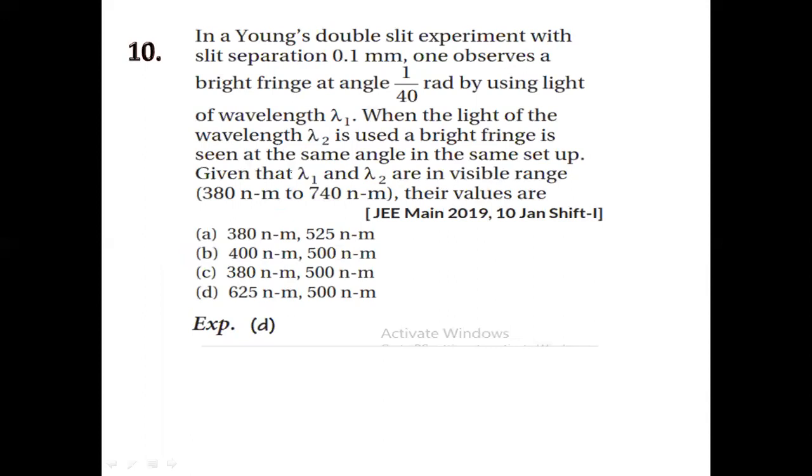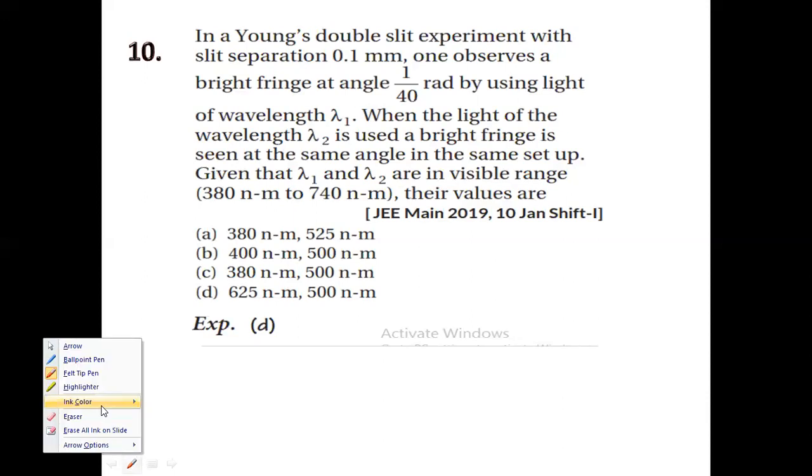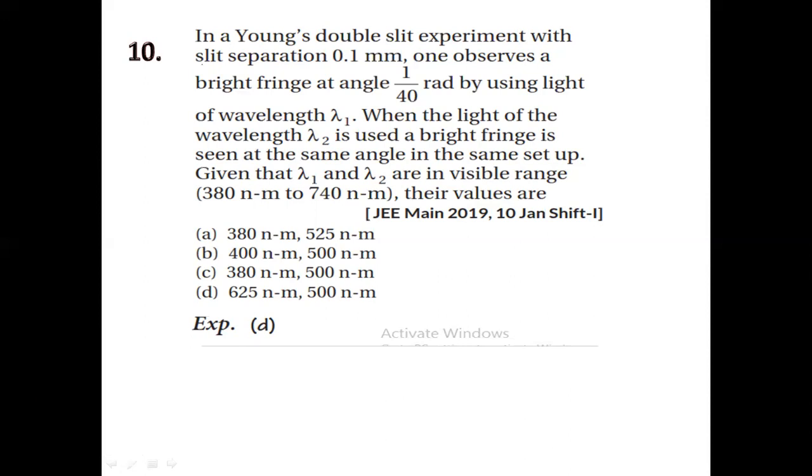Okay, fine. See the next question. In a Young's double slit experiment, with a slit separation of 0.1 millimeter. What does that mean? It is the distance between both the slits, indicated by which letter? Small d, na? Distance between the slits.